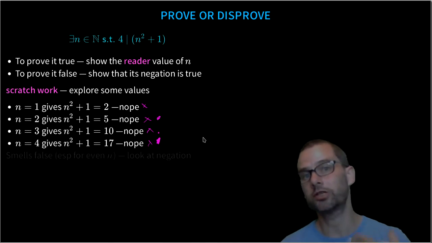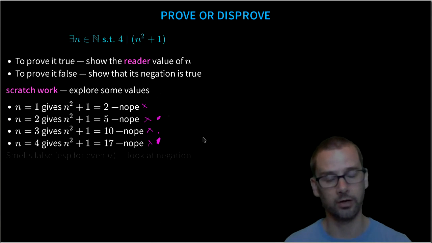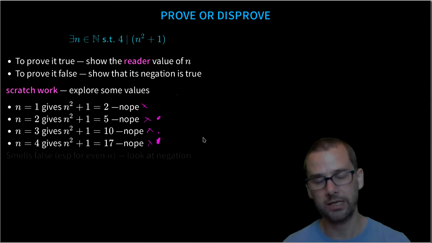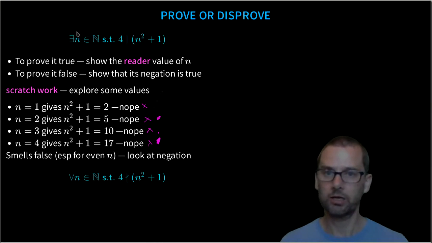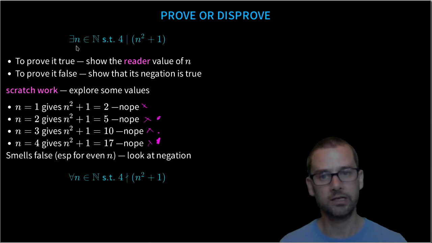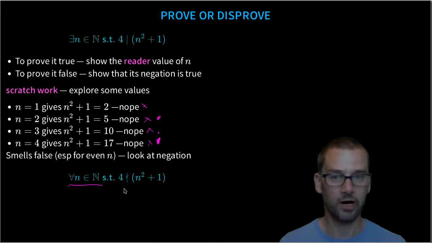Now what I'm trying to do here is show you the process by which we might explore whether a quantified statement is true or not. We can plug in some values to test it out, to get the feel for what's happening. And then if it looks like it's going to be false, we should look at its negation. And so when we negate this statement, there exists becomes for all, and then the open sentence becomes negated. So 4 divides n squared plus 1 becomes 4 doesn't divide n squared plus 1.